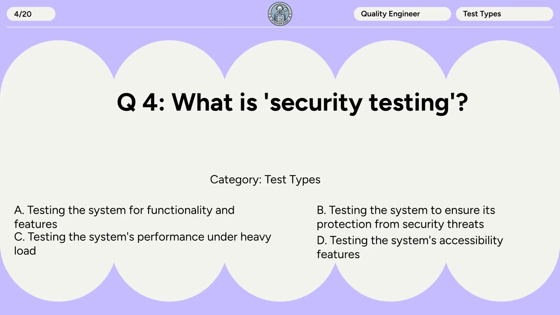Question 4. What is security testing? A. Testing the system for functionality and features. B. Testing the system to ensure its protection from security threats. C. Testing the system's performance under heavy load. D. Testing the system's accessibility features.